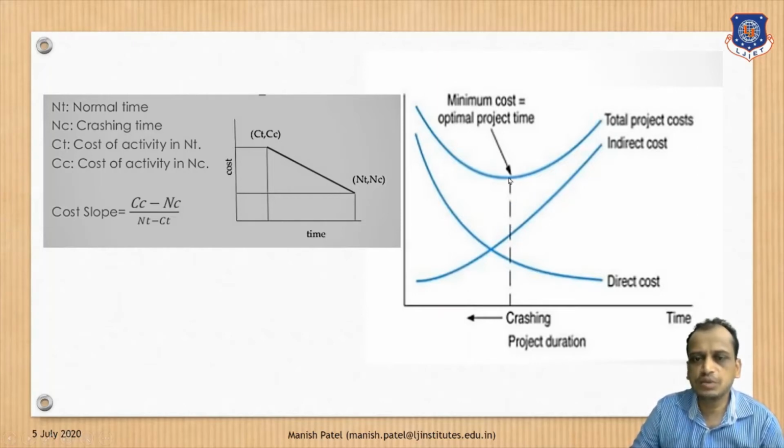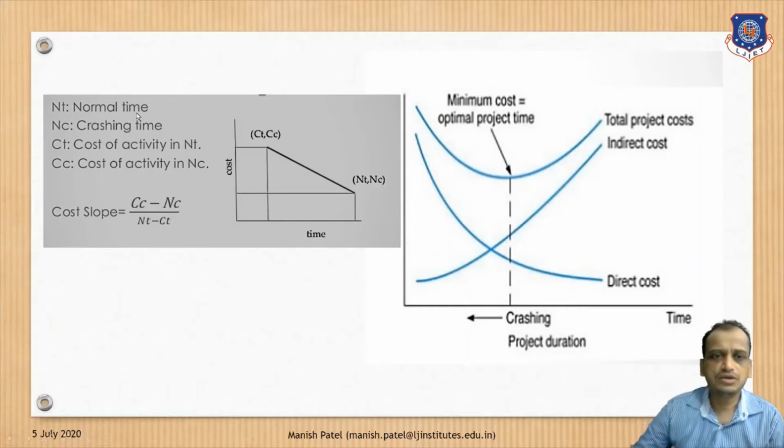So what are the terminologies related to project crashing? NT is nothing but normal time. What does normal time mean? It is the stipulated time duration in which the project can be completed. CT is the crashing time. Let's say for example the project is completed in 20 weeks and you are crashing it by 1 or 2 weeks. So the crashing time is 18 weeks or 19 weeks. So you are reducing the project duration.